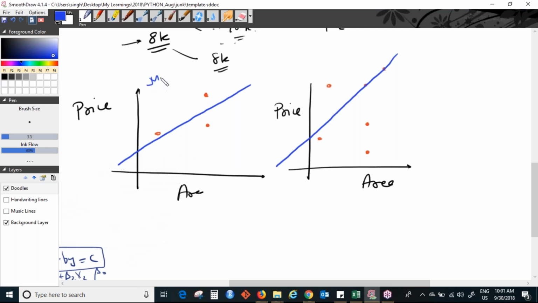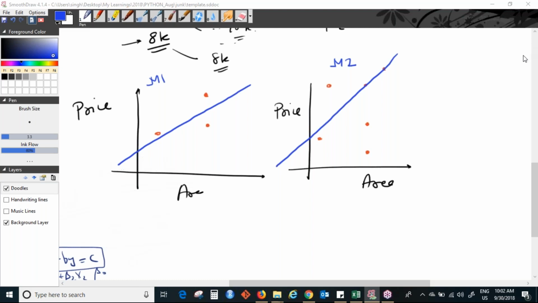Now, which one of these is better? Is model 1 better or is model 2 better? What do you think? Which one of these is a better model? Why 2? Bharti, why 2? Harsh says 1. So why do you think 1 is better or 2 is? Sinu says more points are covered in the second. Anupama says it is nearer to actual.